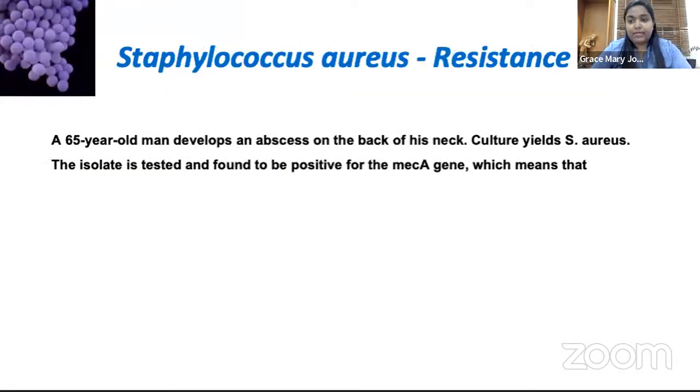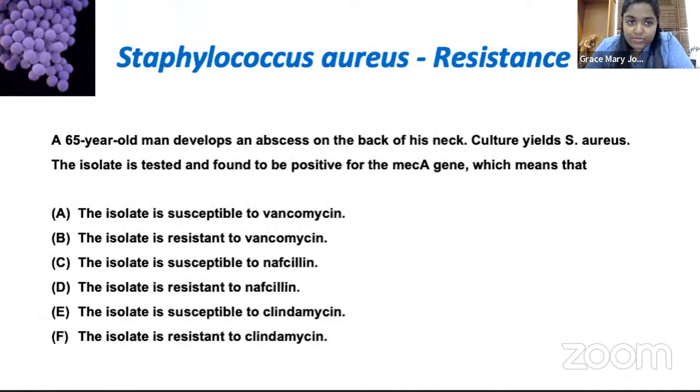Now, coming to the resistance of Staph aureus, again, I have a case for you. A 65-year-old man develops an abscess on the back of his neck. The culture yields Staph aureus. The isolate is tested and is found to be positive for the mecA gene, which means the isolate is susceptible to vanco, or resistant to vanco, susceptible to nafcillin, or resistant to nafcillin, susceptible or resistant to clindamycin. So what's your answer? You can type in your answers, you can write down your answers and then later compare. I'll give you 5 seconds.